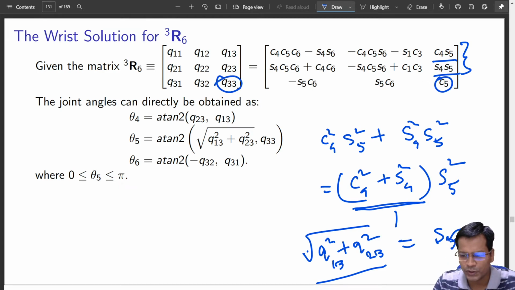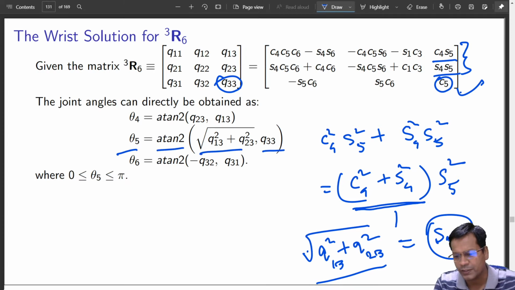So if you know sin theta 5 and cos theta 5, you can write theta 5 as tan inverse of this by this. This is Q33. This is squaring and adding, taking the root. You got sin theta 5. So if you know sin theta 5 and cos theta 5, you could get theta 5 like this. Done. As simple as that.